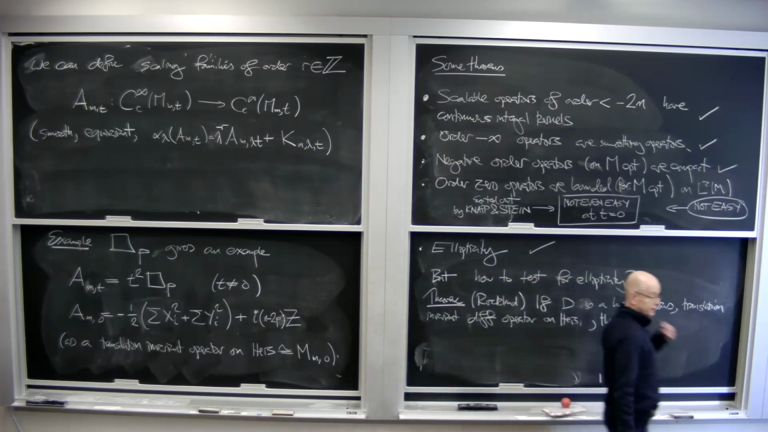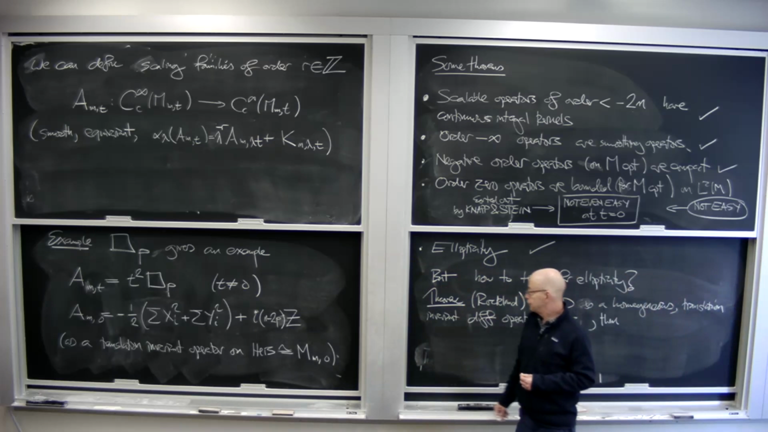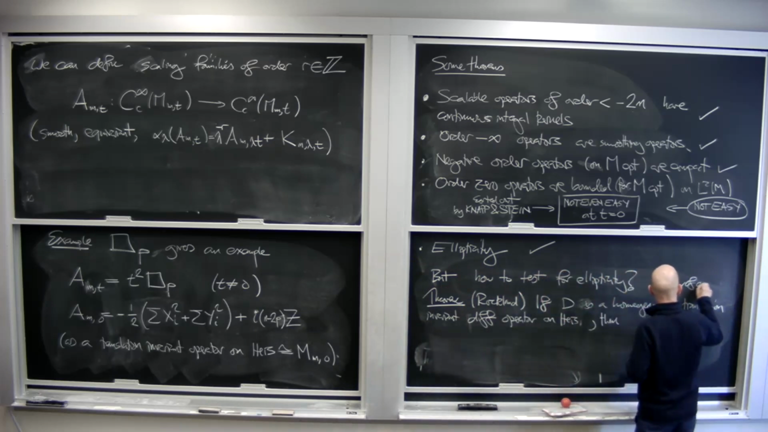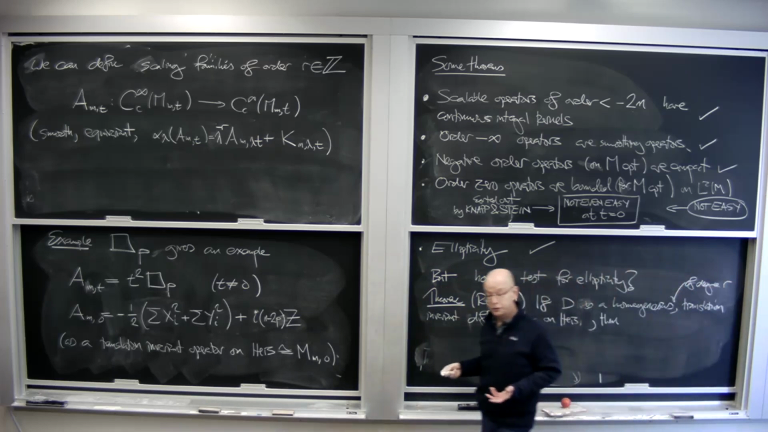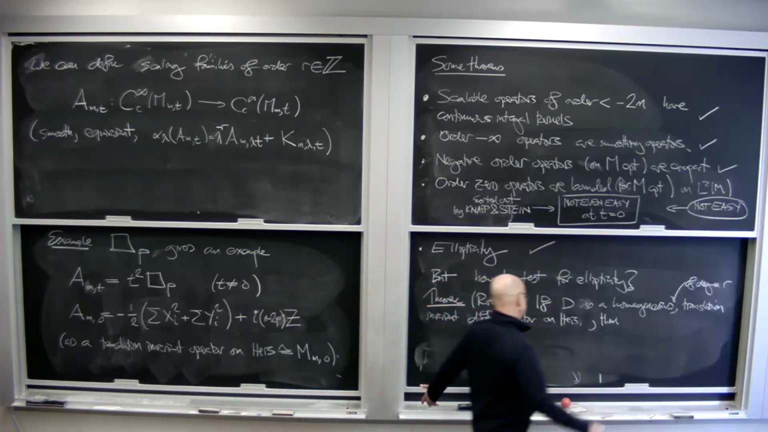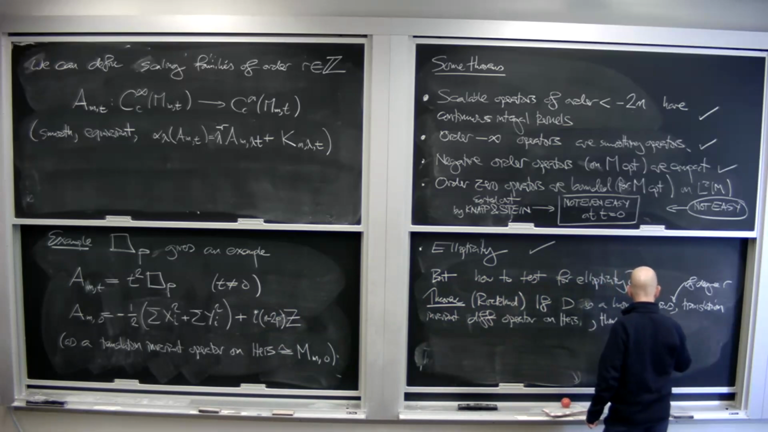Then it's translation invariant, so we can ask, is it invertible modulo, let's say, an operator homogeneous of degree R? You can ask, is it invertible modulo an operator of degree minus R? And the answer is yes if and only if D is elliptic, in the sense that we're discussing.